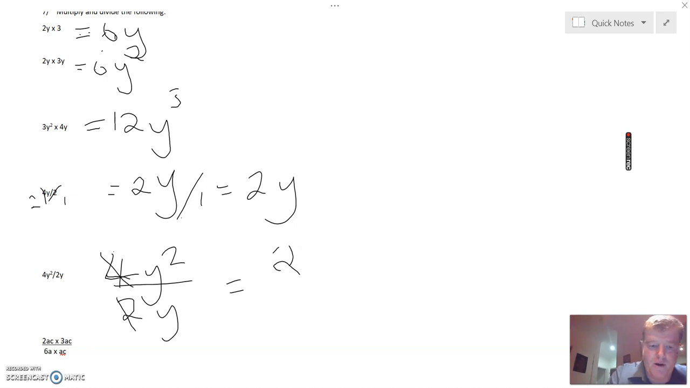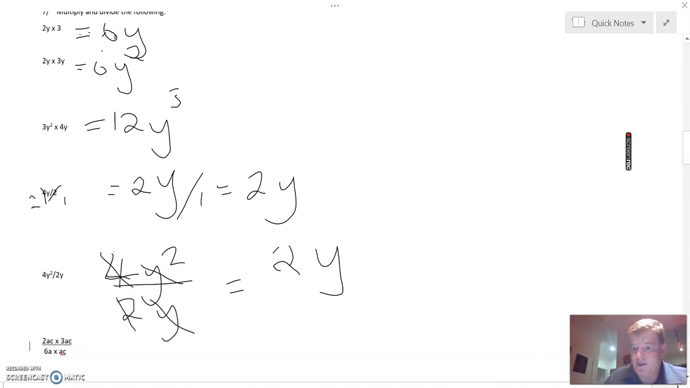Y squared divided by y, that's y times y divided by y. There's a common factor of y in both the top and the bottom. Y squared divided by y is just going to give us y. And y down the bottom divided by y is just going to give us 1. So our answer is going to be 2y.